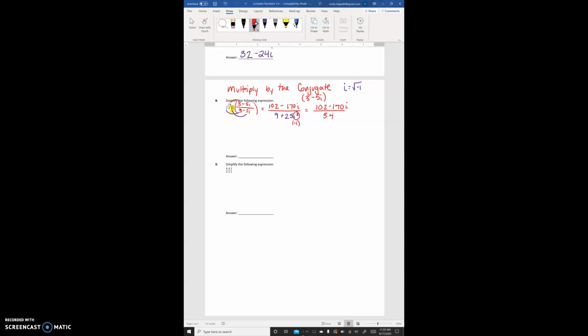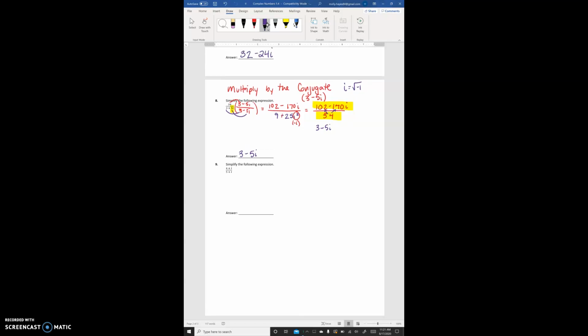Okay, now I'm looking at the fraction as a whole and seeing if I can just reduce the numbers here. 102 divided by 34 works. 170 divided by 34 also works. So 102 divided by 34 is 3. 170 divided by 34 is 5. So this becomes 3 minus 5i. That happens to be the conjugate in this example. That's just a coincidence. Okay, that is not going to happen every time.